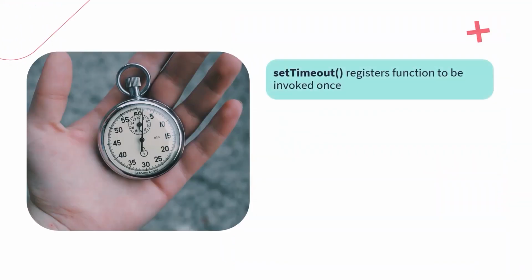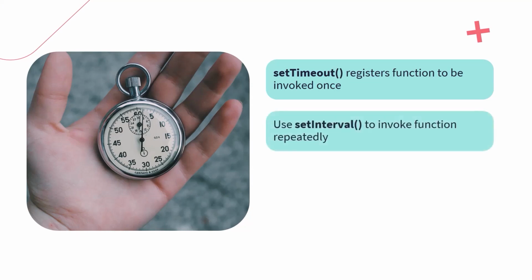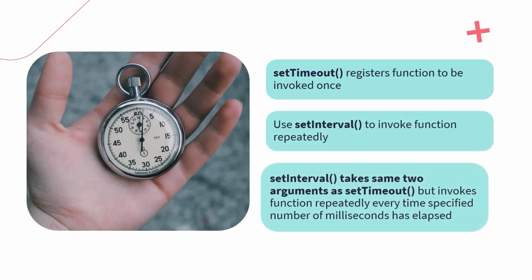setTimeout registers a function to be invoked once. Sometimes that function will itself call setTimeout to schedule another invocation at a future point. If you want to invoke a function repeatedly, however, it's often simpler to use setInterval. setInterval takes the same 2 arguments as setTimeout, but invokes the function repeatedly every time the specified number of milliseconds has elapsed.